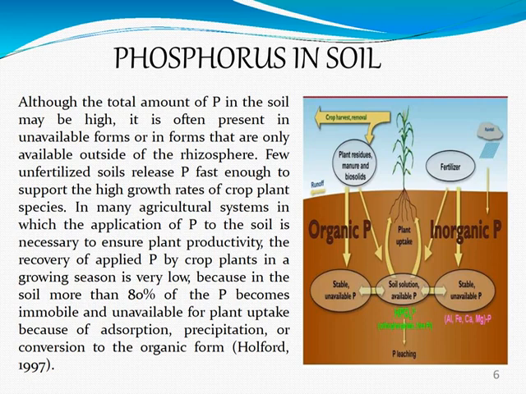In many agricultural systems in which the application of phosphorus to the soil is necessary to ensure plant productivity, the recovery of applied phosphorus by plants in the growing season is very low, because in the soil more than 80% of the phosphorus becomes immobile and unavailable for plant uptake because of adsorption, precipitation, or conversion to the organic form.